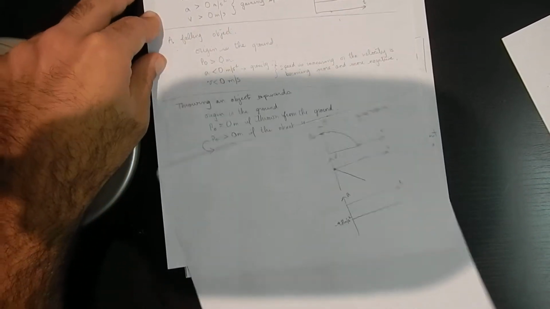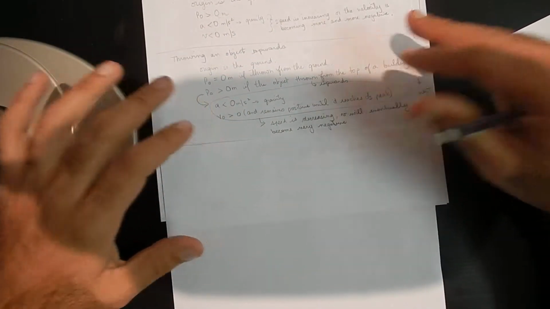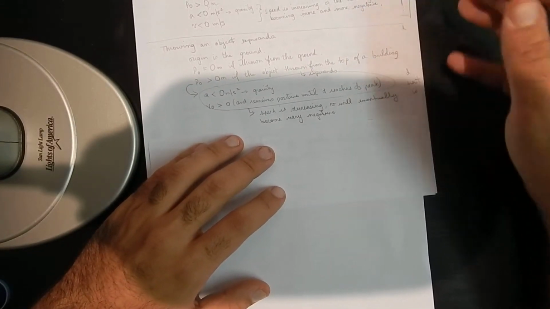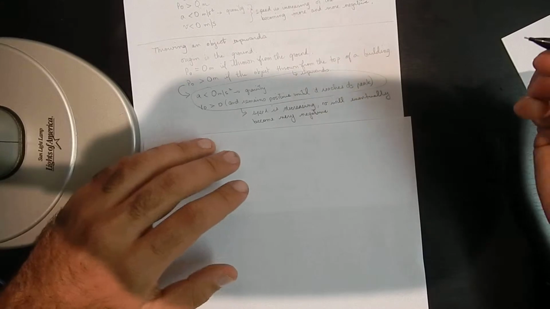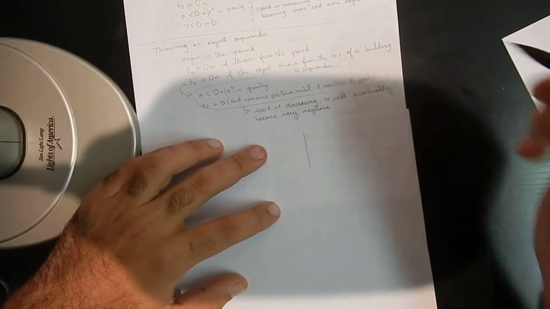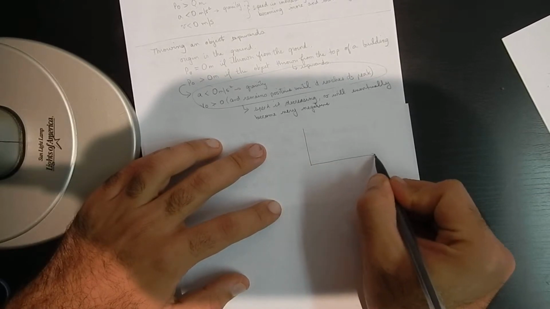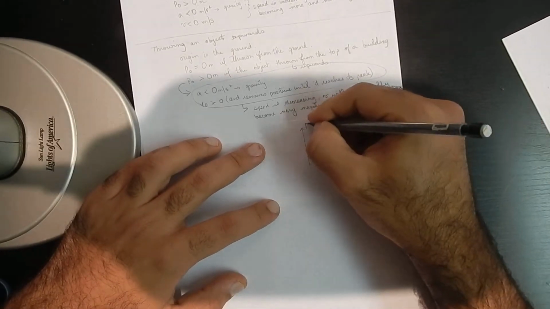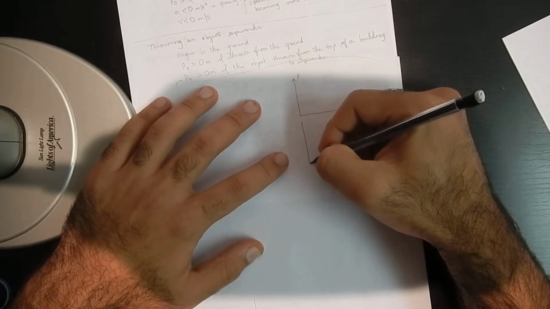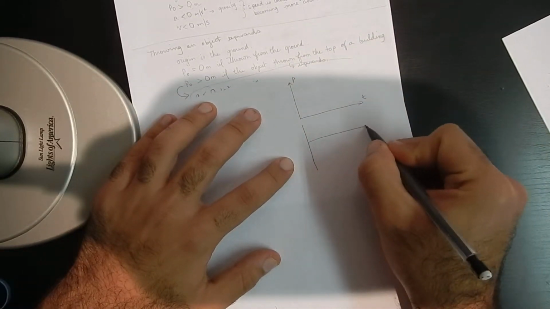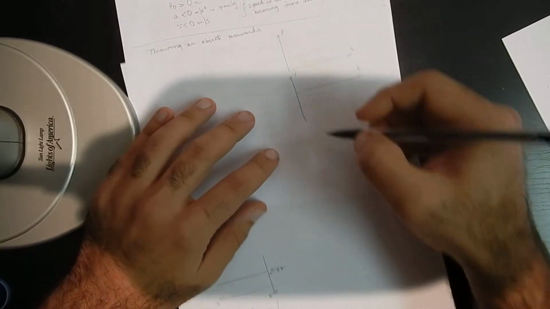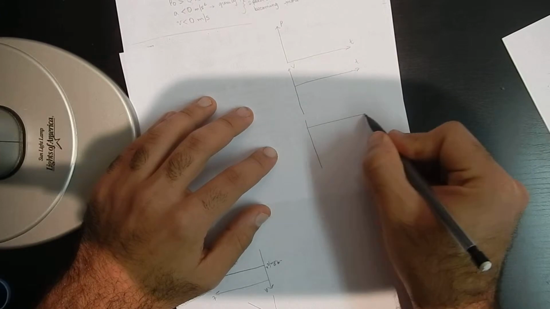All right. Now finally, we have this one, which is the most complicated one. And I hope that once we do this, you understand a little bit about the relationship between position, velocity, and acceleration. So here's my position. Here's my velocity. And here's my acceleration.